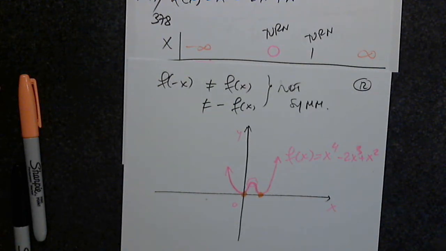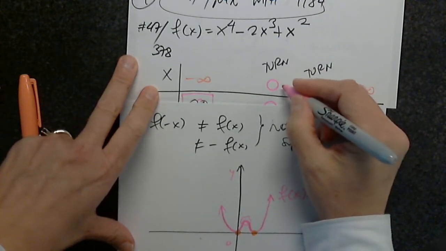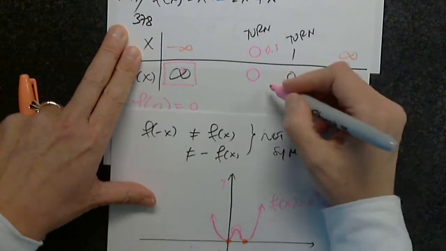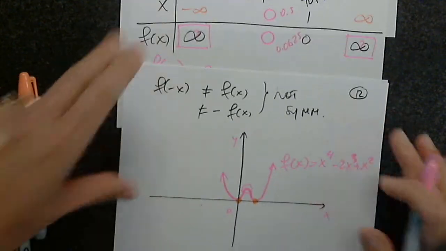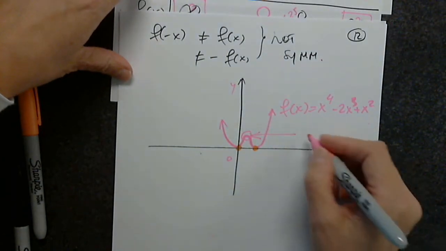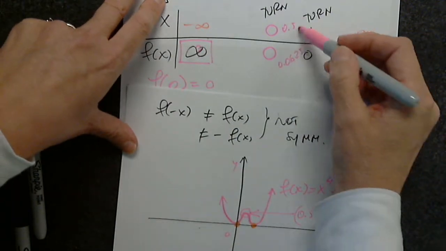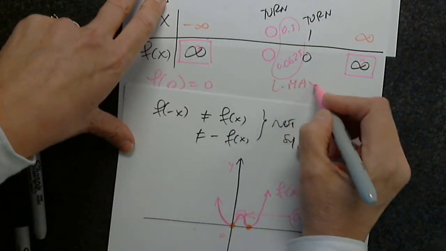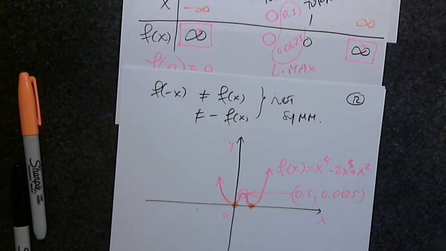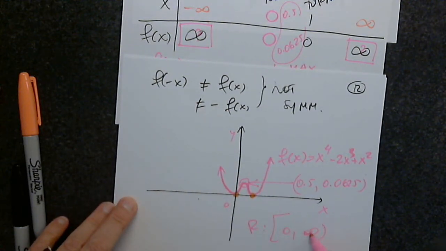It's 0.5, and the maximum is 0.0625. I'll put it in my table at 0.5 and 0.0625. And then I'll go back to my graph, and I'll say I know this now. It's 0.5, 0.0625. So this is a local max. Now from the graph, you can give me the range, and I'll put it in. Very good, indeed. 0 to infinity.